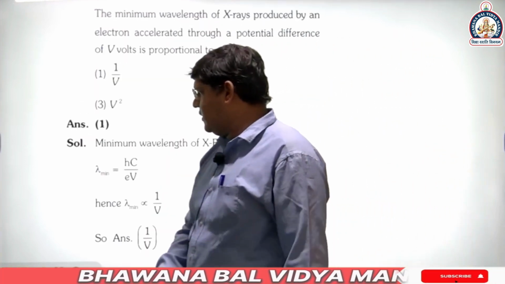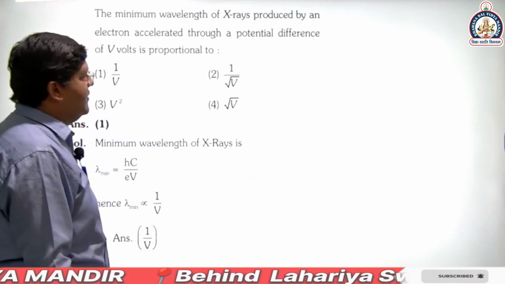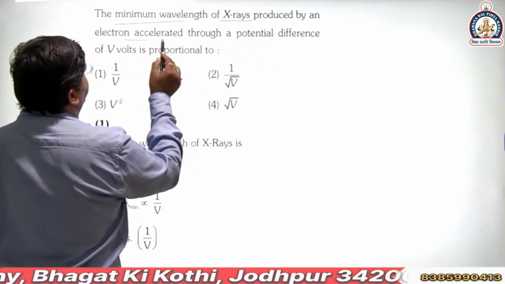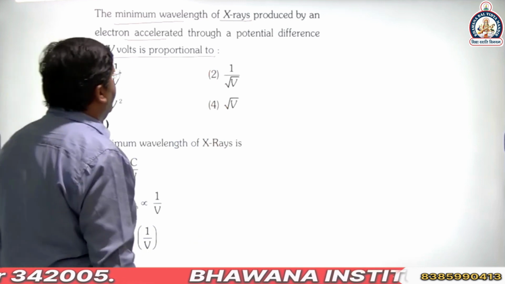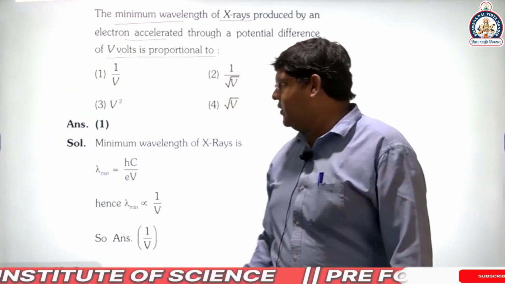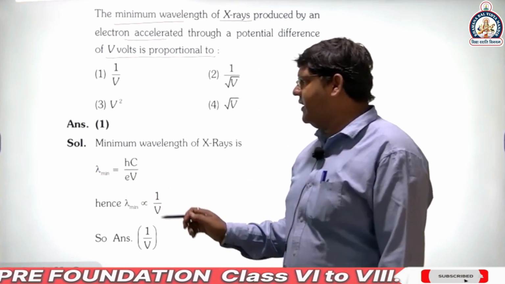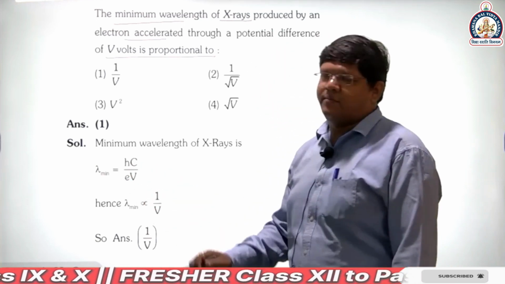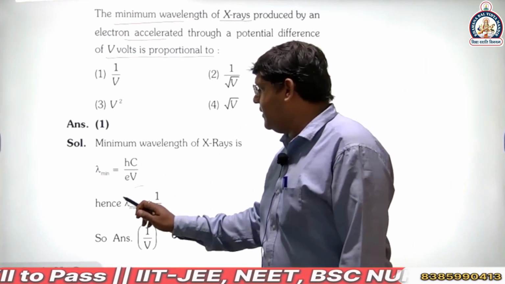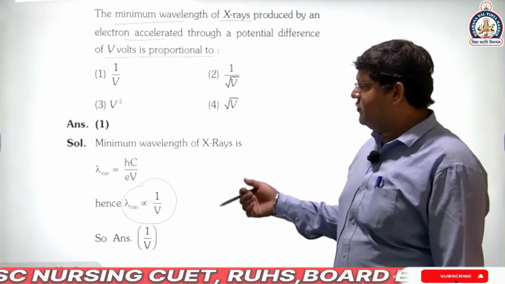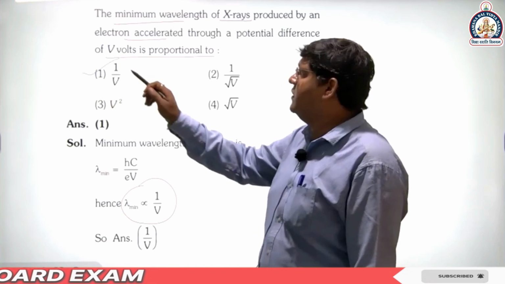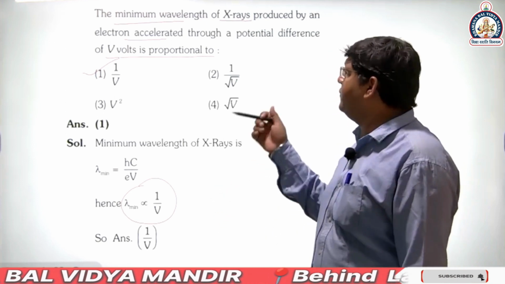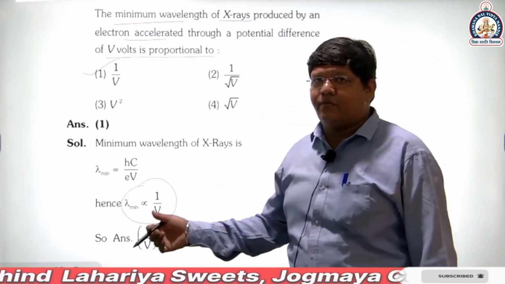Now, the other concept is related to wavelength, a series related question. The question says the minimum wavelength of X-ray produced by an electron accelerated through a potential difference of V. We have to calculate the value of lambda minimum. Now, according to the concept, lambda minimum is equal to hc upon eV. We can simply see that there is an inverse relation between wavelength and potential. Lambda minimum is inversely proportional to V. So the correct option is the first. It shows there is an inverse relation between wavelength and potential. Okay, that is simply a formula based concept.